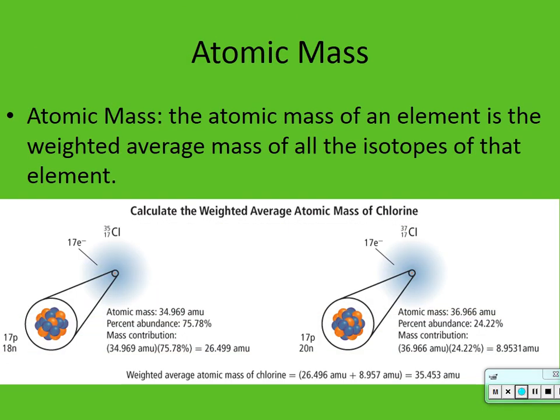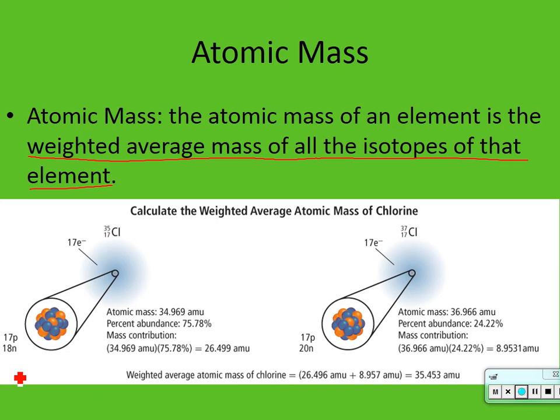Okay, so atomic mass. Let's define that. The atomic mass of an element is the weighted average mass of all the isotopes of that element. Let's go through this chart right here, this diagram, and hopefully explain it so that it makes sense. What's a weighted average of all the isotopes of that element?